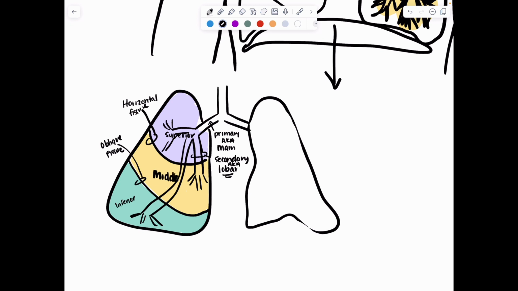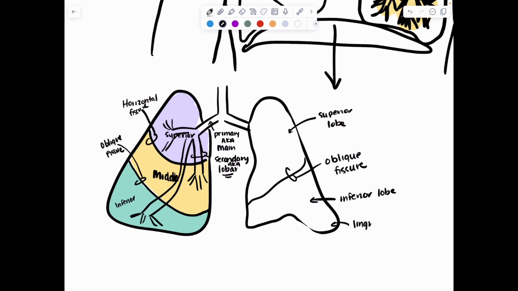So what we see with the left lung is there are only 2 lobes in the left lung. So we also have an oblique fissure here. But we do not have a horizontal fissure on the left side. We still have a superior lobe, and we have an inferior lobe, but we do not have a middle lobe. But there is this little special part of our inferior lobe, and that is called the lingula. It's kind of this little snippet at the bottom that we only have here.